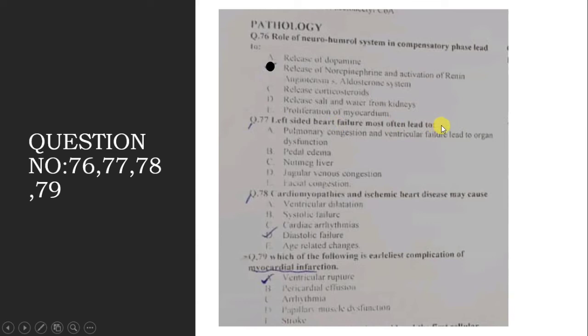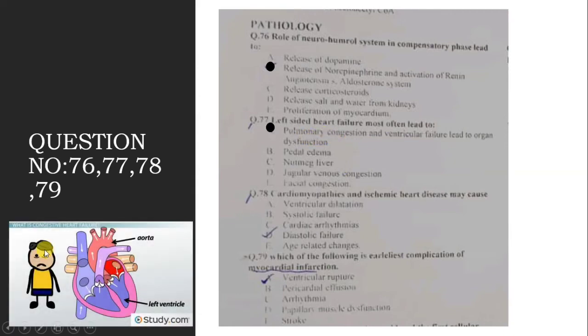Left-sided heart failure leads to pulmonary congestion. Right ventricular failure leads to organ dysfunction, pedal edema, nutmeg liver, jugular venous congestion, and facial congestion. When you look at left-sided heart failure, there is pulmonary congestion, not pedal edema or systemic edema, because the blood is backed up into the pulmonary circuit.